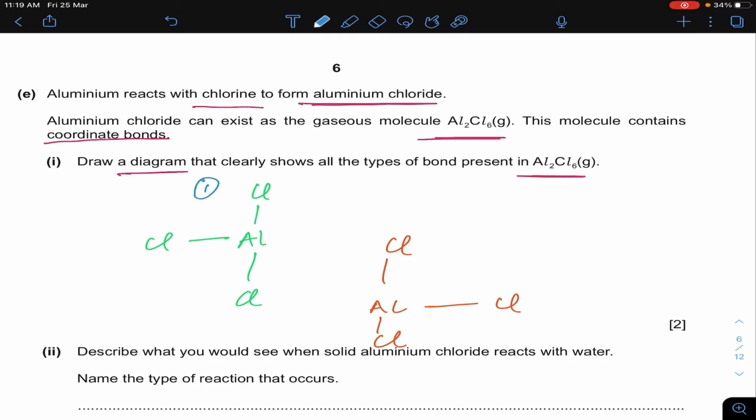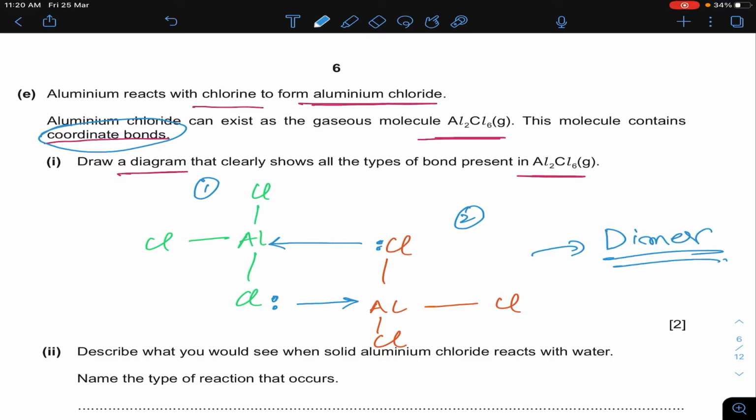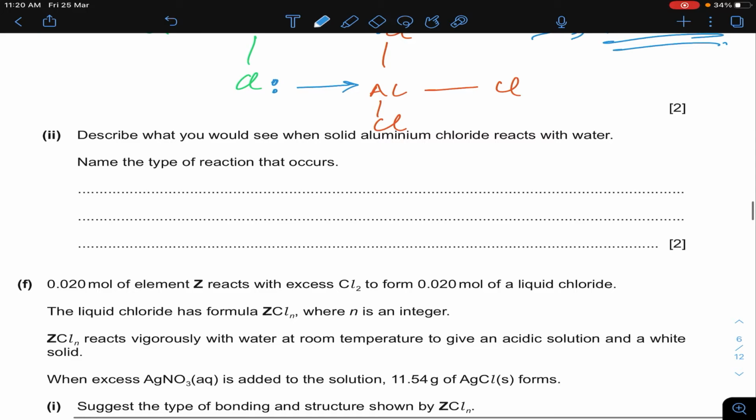Let's suppose this is molecule 1 and this is molecule 2. The chlorine of molecule 2 will share one of its lone pairs with the aluminum of molecule 1, and the chlorine of molecule 1 will share one of its lone pairs with the aluminum of molecule 2. So this is how Al2Cl6 forms through coordinate bonds, and this is known as a dimer because two molecules are combined with each other.